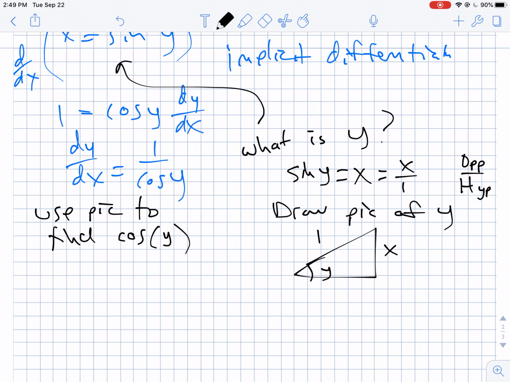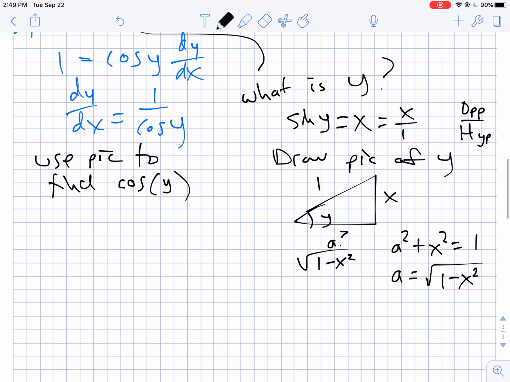Okay, so I'll use this picture to find the cosine of y. Well, I need to find this missing side, right? So let's figure it out. A squared, let's call that a. So a squared plus x squared equals 1 squared. So a is the square root of 1 minus x squared. Okay, cool. So that's 1 minus x squared.